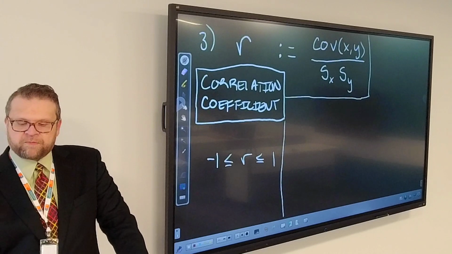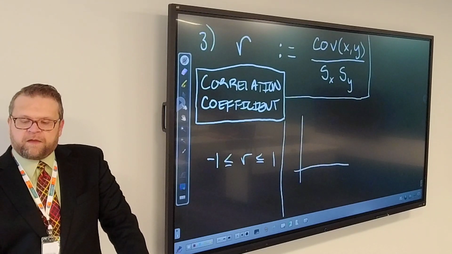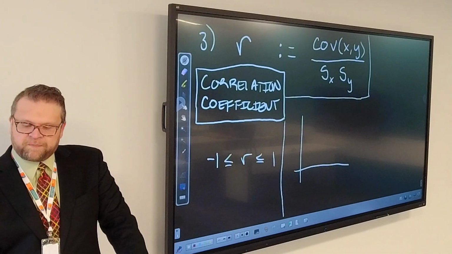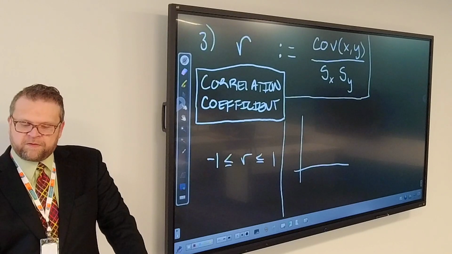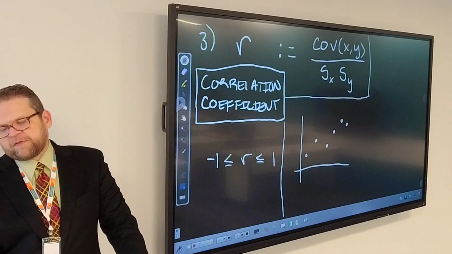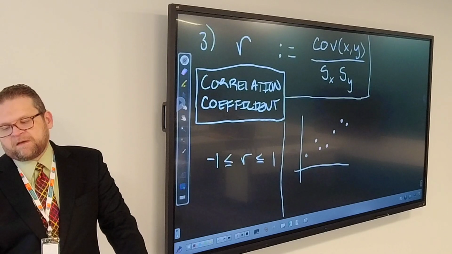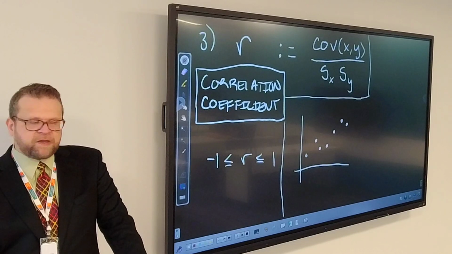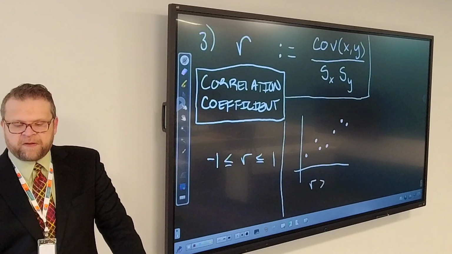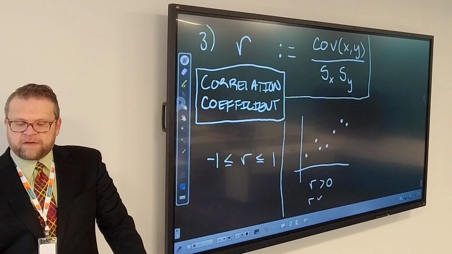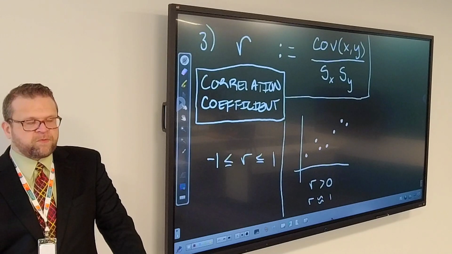So, I'll draw you some pictures. If my data set had a plot that looked like this, by the way, we would call this a scatter plot. I think we did that in week 2 or week 3, something like that. Then in this case, r is positive and r is close to 1.